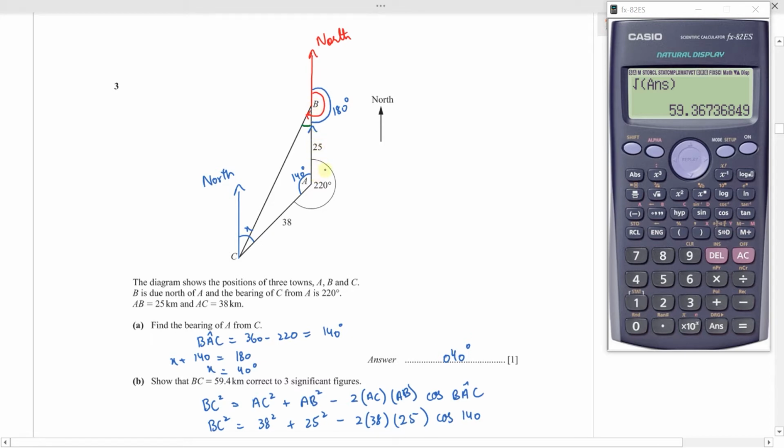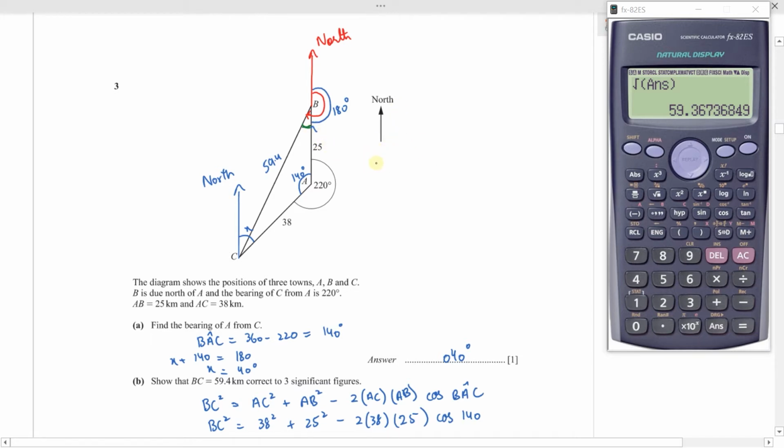And for this, I can use the sine rule. I know this side, this angle is 140, and the side opposite, as we have shown in the previous part, is 59.4. And this is the unknown angle. Let's call this Y, or angle CBA. Let's leave it at CBA. So this angle CBA, and the side opposite is 38 kilometers.